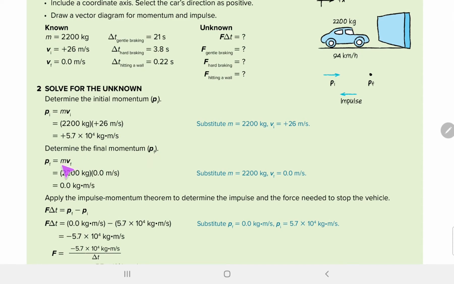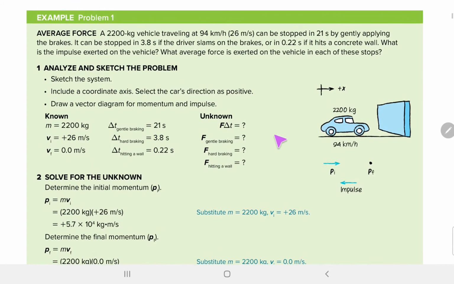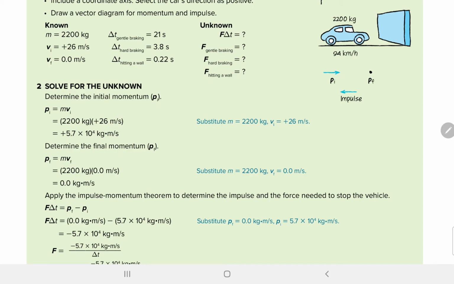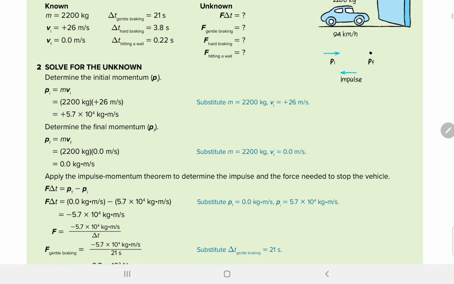p final, we should calculate it, which is m v final. m is the same vehicle, so we have 2,200 kilograms. But v final, he told me in the question that the vehicle is stopped, so v final equals 0. And 0 multiplied by any number is equal to 0.